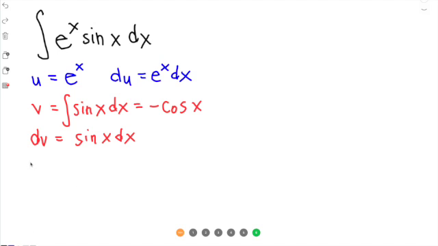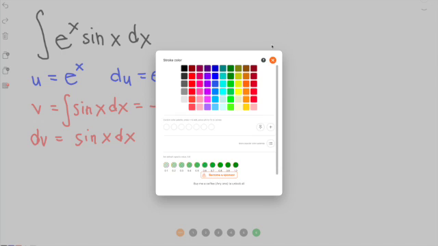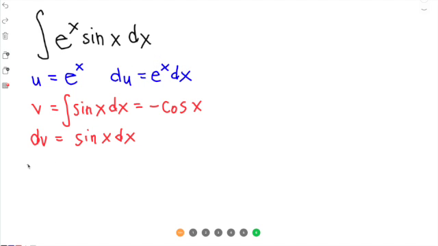Now again, writing down our general formula, u dv equals uv minus integral v du. So we already identified everything, right? u, du, v, dv. So our problem is now of the form u, which is e^x, times dv, which is sine x dx. So we can proceed now with our integration.